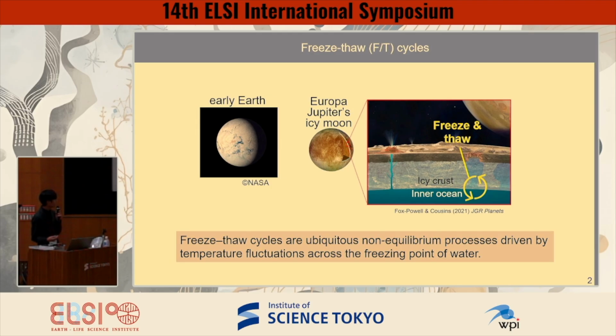Freeze-thaw cycles are ubiquitous non-equilibrium processes driven by temperature fluctuation across the freezing point of water. So as long as liquid water and ice coexist, freeze-thaw can naturally occur, for example, on the early Earth and on icy moons as well. But the point is that the processes can be continuously exposed to environmental fluctuations here.